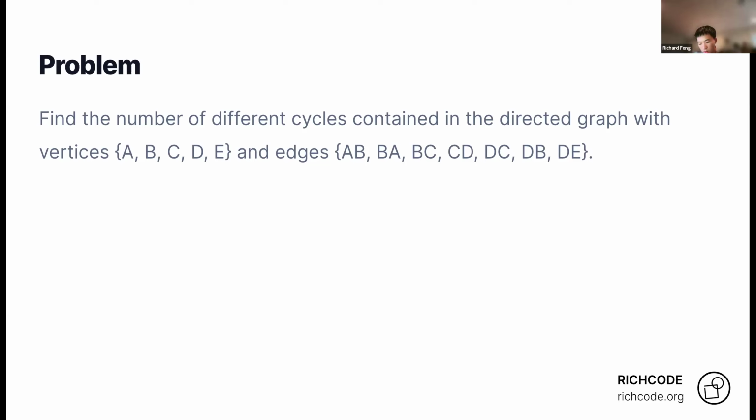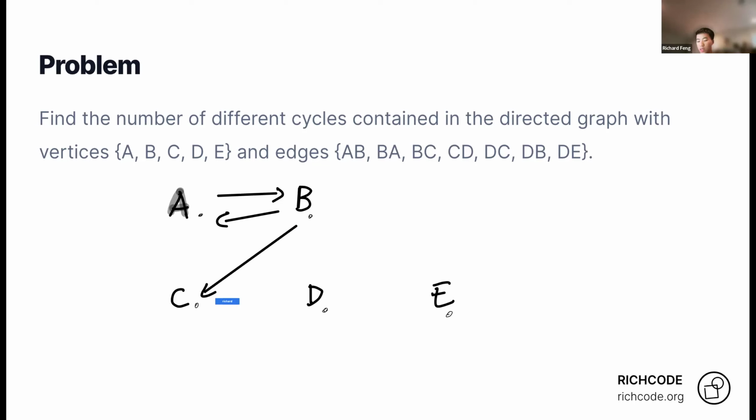Okay, so you can draw this pretty much however you want. So let's just say we have A, B, C, D, E, and then we have the edges A, B, so that would be A to B, B, A, B, C, C, D, D, C, D, B, and D, E.